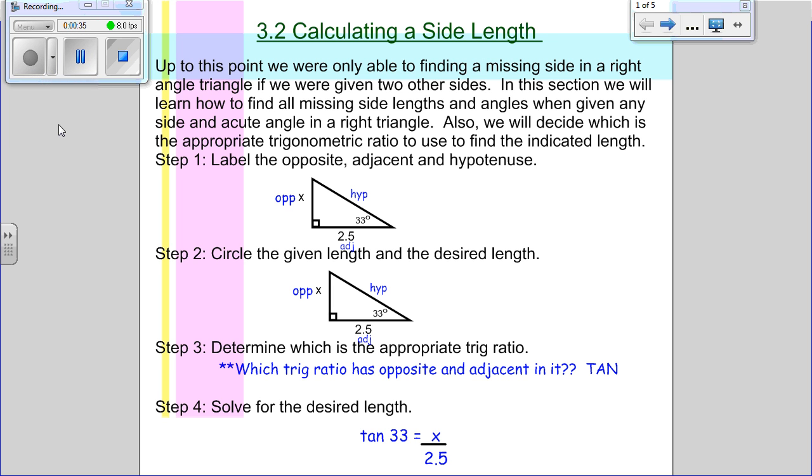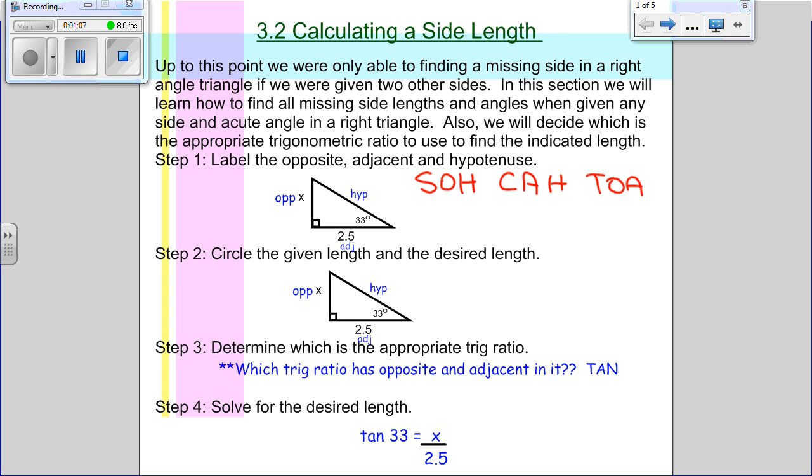We only have one side length given to us and one angle given to us. So when you're given one side and one angle, you need a new strategy to find missing side lengths rather than use the Pythagorean theorem. That system that we're going to use is your trigonometric ratios. Remember, your trigonometric ratios are SOHCAHTOA. These are the ratios we learned in 3.1.